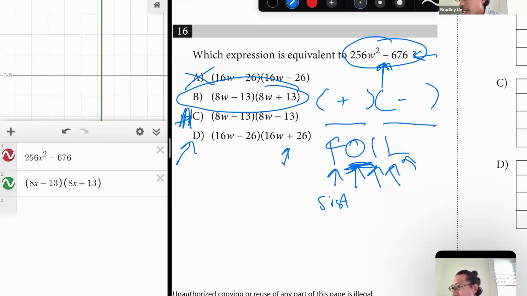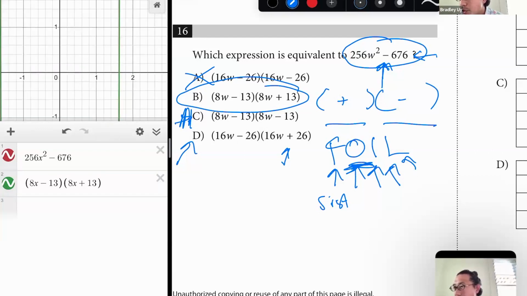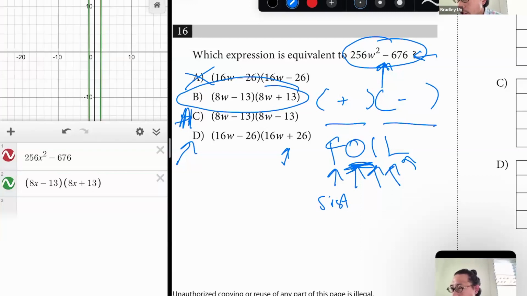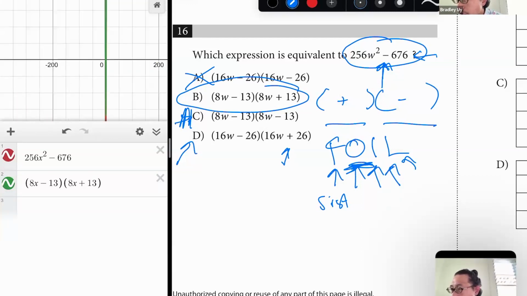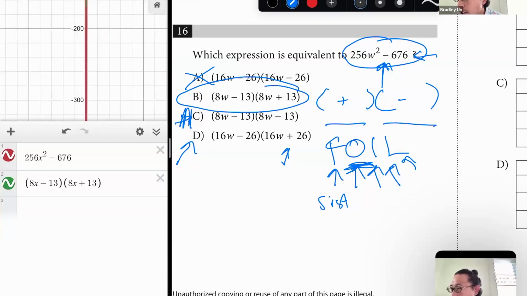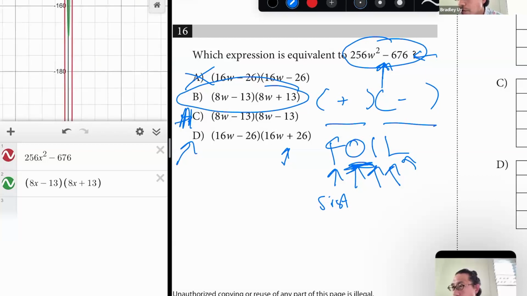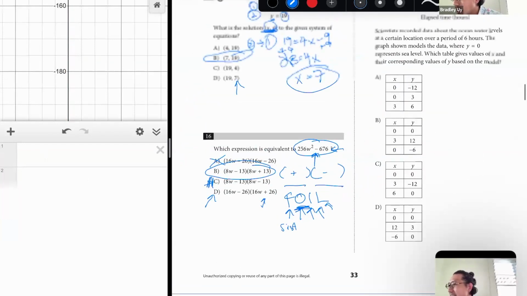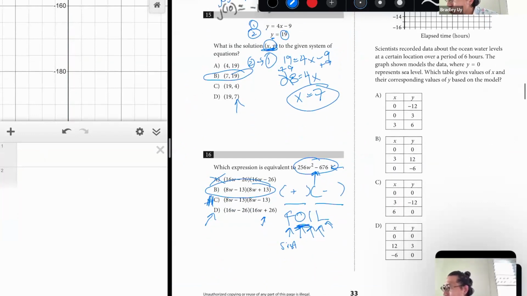What's close about them is they have the same x-intercepts. They will have the same x-intercepts, but other than that, they are not equivalent. If you zoom out far enough, you might be able to see there's clear separation. So that's how you can use Desmos to solve questions that you might not even know how to solve by hand.